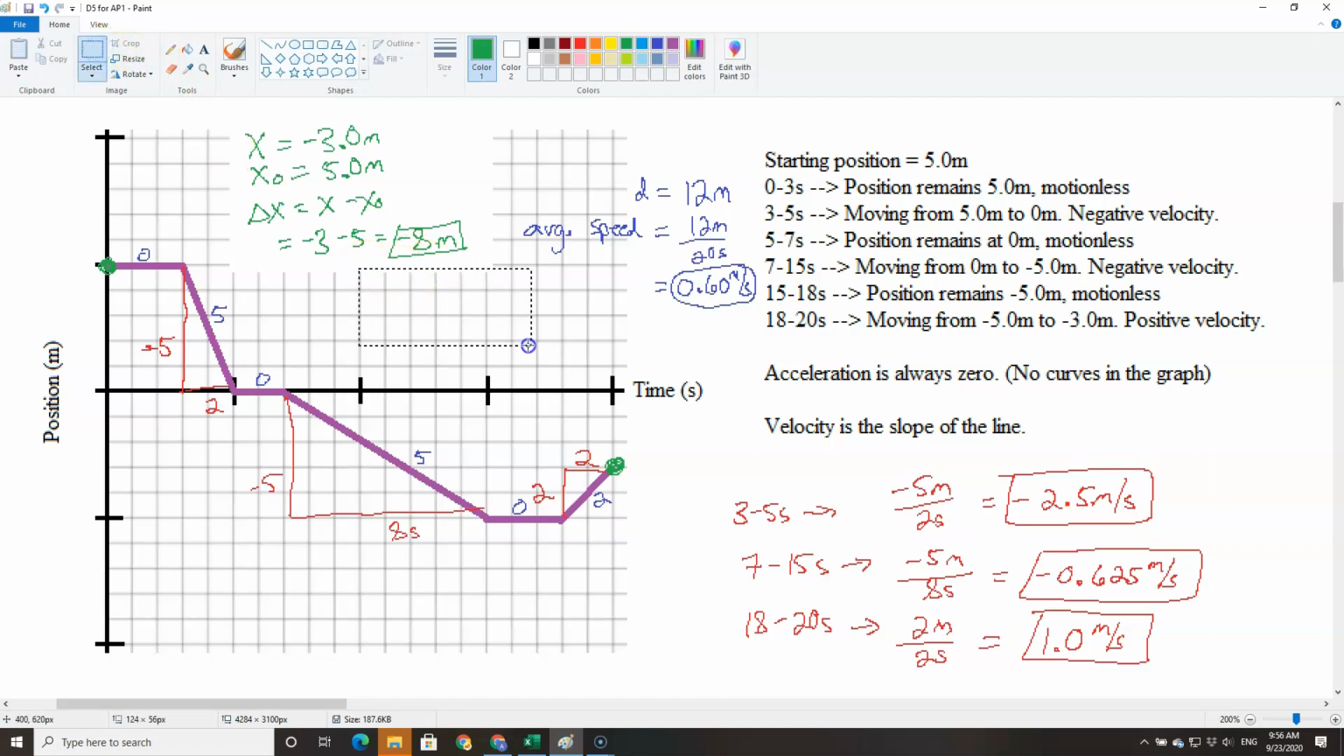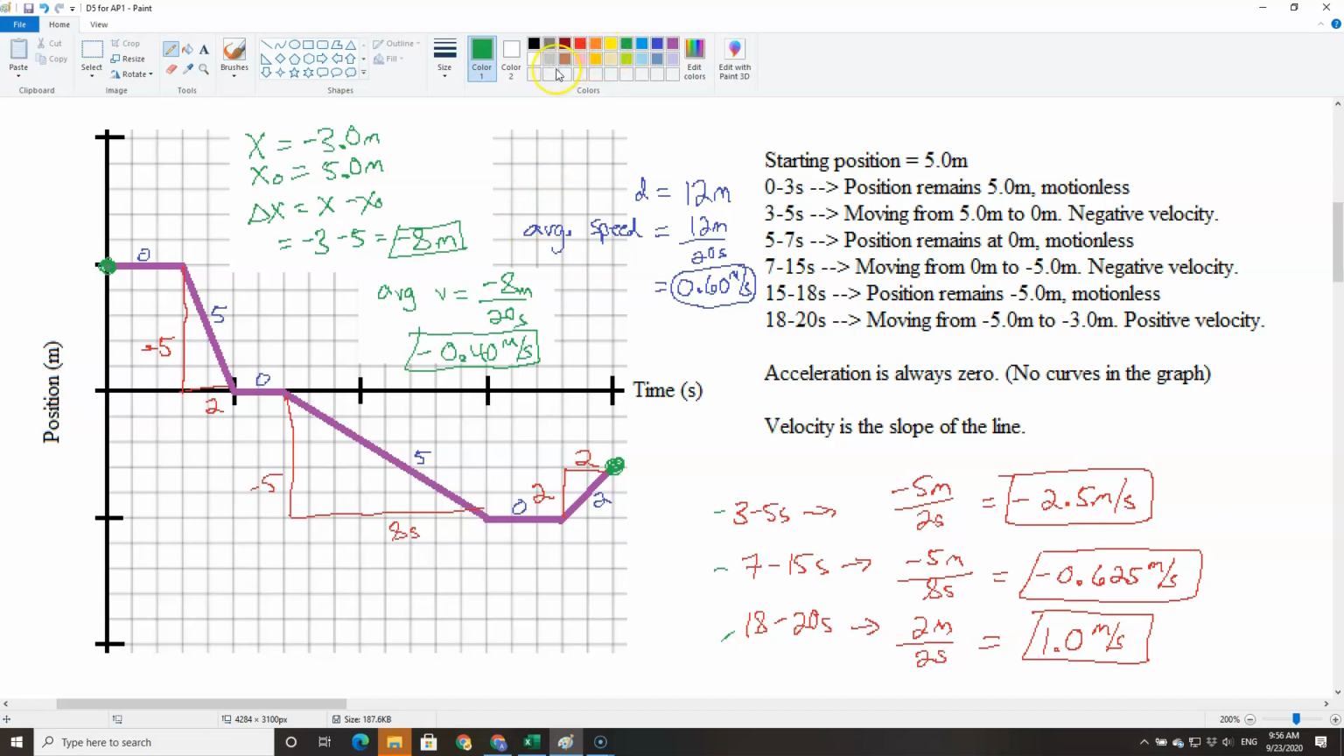The average velocity, so this is not an instantaneous velocity like we calculated here, here, and here. This is an average velocity. The average velocity would be negative 8 meters over 20 seconds, or negative 0.40 meters per second.